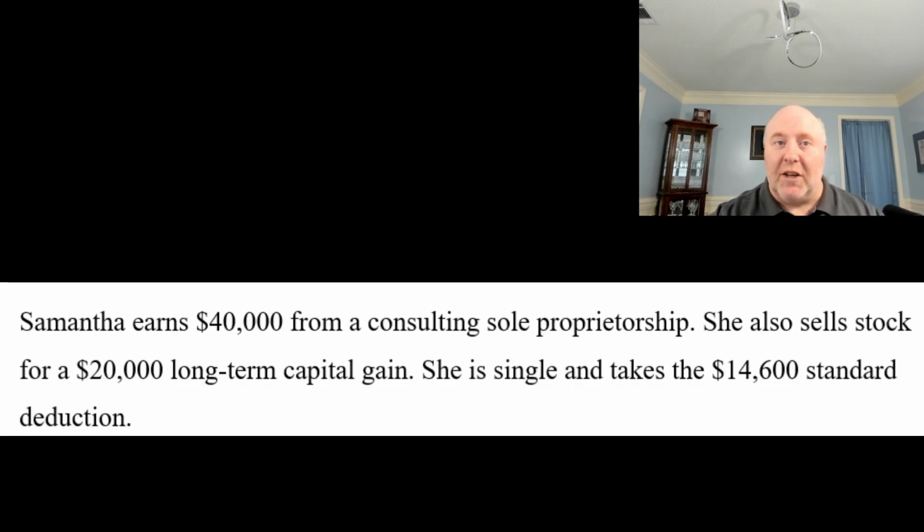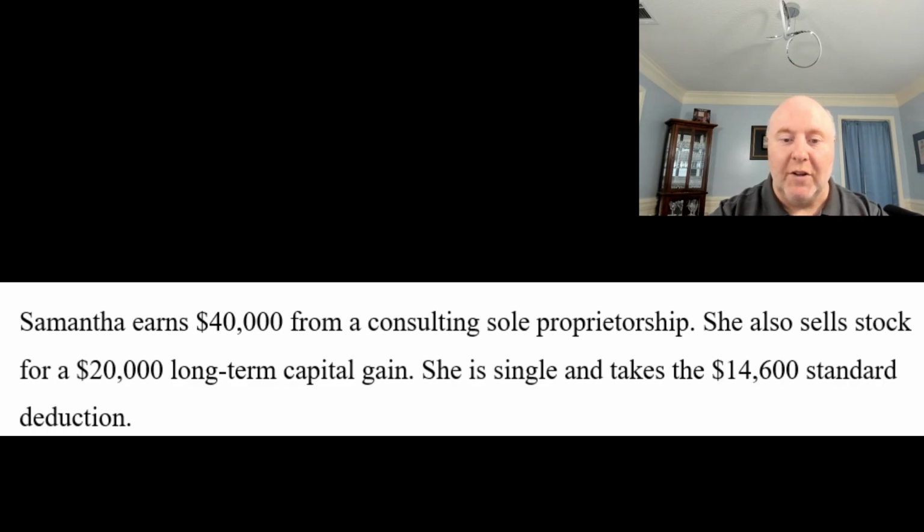The second problem is going to be Samantha. Samantha's going to be earning $40,000 from a consulting sole proprietorship. Still a flow-through entity, we're good. She also sells stock for $20,000 long-term capital gain. Hey, long-term capital gain is not going to be taxed at our ordinary tax rate. We're looking at 0, 15, or 20%. That's not what our QBI deduction is about. So we cannot include the $20,000 of our capital gains.